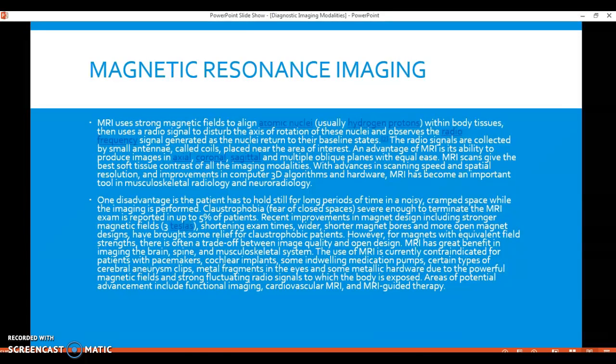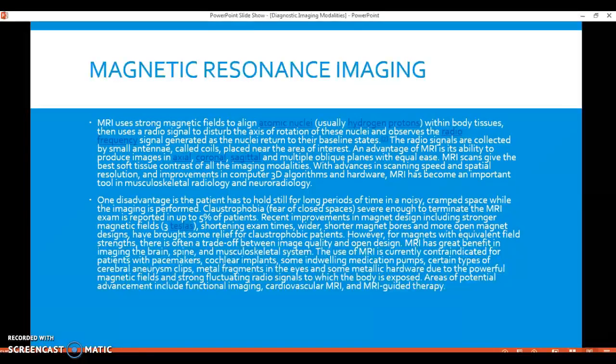MRI imaging uses a radio signal to disturb the axis of rotation of the nuclei and observes the radio frequency signal generated by the nuclei returning to the baseline state. So what happens is we shoot radio signals into the body. We disrupt the atoms of the body, and then we watch to see how long it takes them to realign to the magnet. That very simple explanation is what gives us our images.